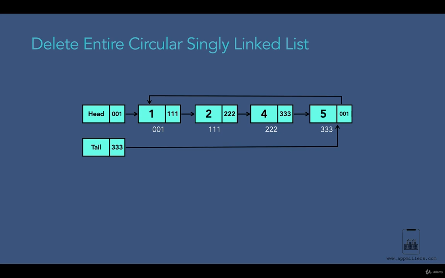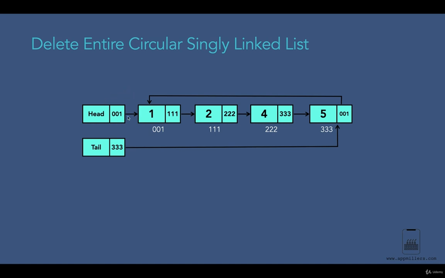Alright, in the previous lecture we have looked at deletion of a node from CircularSinglyLinkedList. Now in this video we will look at how to delete the entire CircularSinglyLinkedList from the memory, and we will implement it in practice. Now the steps here are very simple because all we have to do is delete the head reference, tail reference and last node's reference.